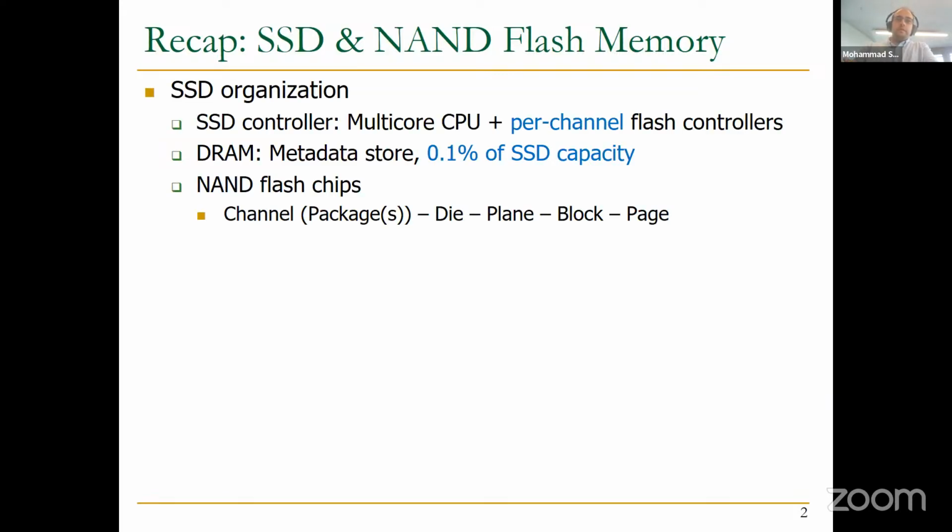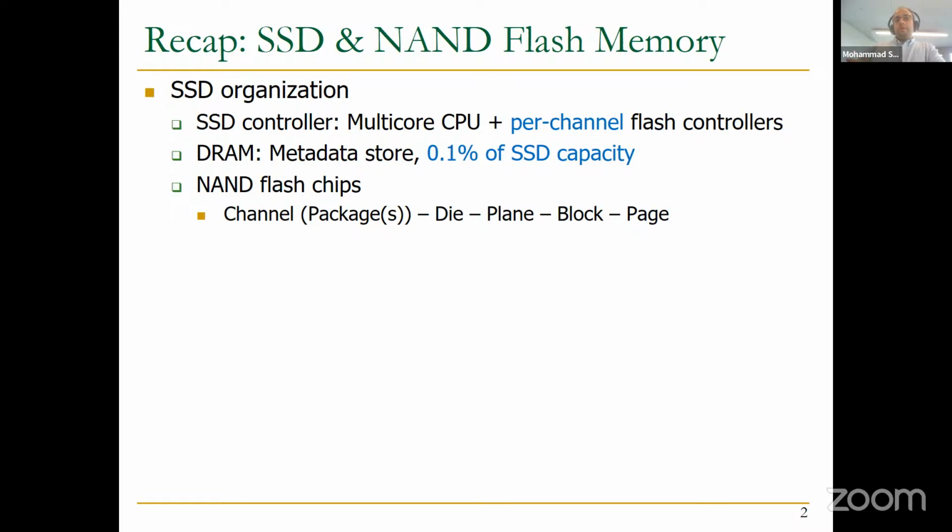We discussed SSD organization in the previous meetings. Basically, in an SSD we have an SSD controller that has a multi-core CPU with per-channel flash controllers. We also have a DRAM to store metadata and also use for other things like a write cache or read buffer, basically for all these internal operations of the SSD. And the size of that DRAM usually is 0.1% of the SSD capacity.